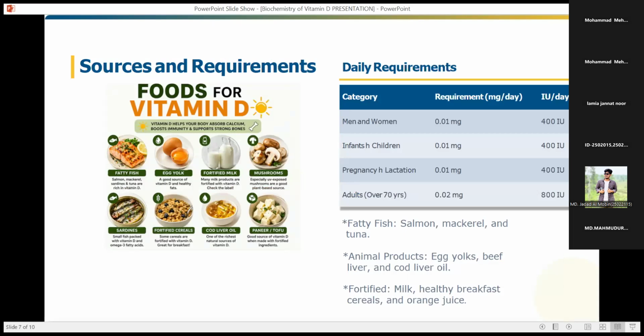Since our body cannot always rely on the sun, especially in the winter, we need dietary sources. Dietary sources include fatty fish like salmon, mackerel, tuna, animal products like egg yolks, beef liver, and fortified milk, etc. For adults, we need 400 to 800 IU per day to maintain peak health.